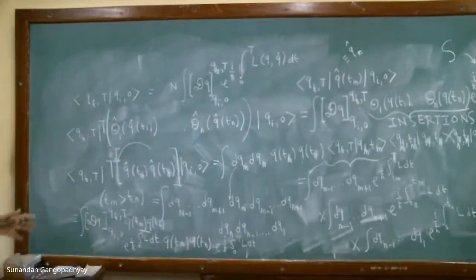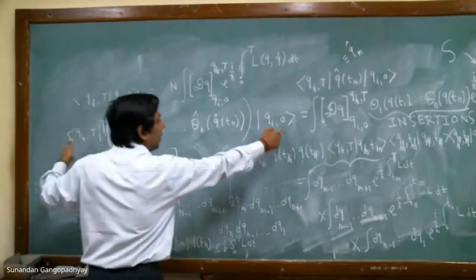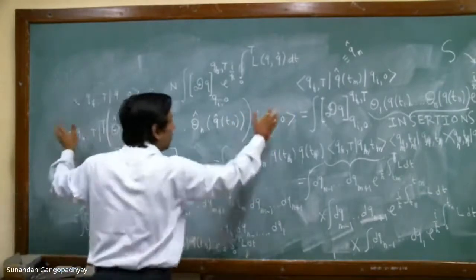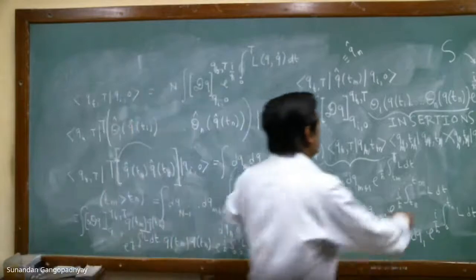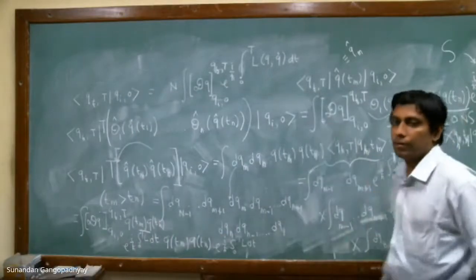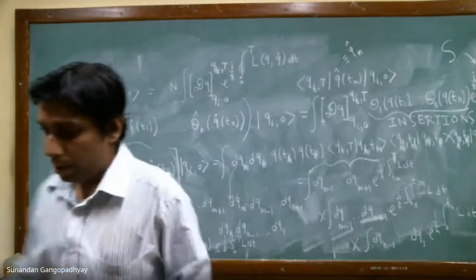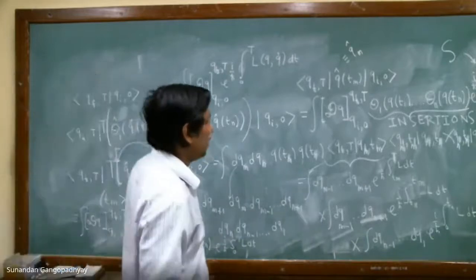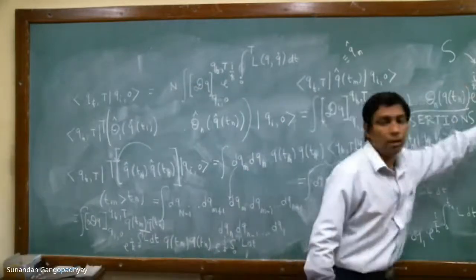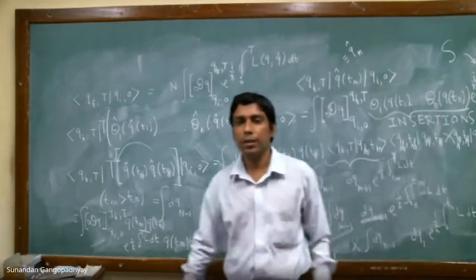As I mentioned earlier, the Hilbert space language, the canonical way of doing quantum mechanics, translates into the path integral language in this way. So the matrix element of operators is equal to a path integral with insertions. This is the correspondence.